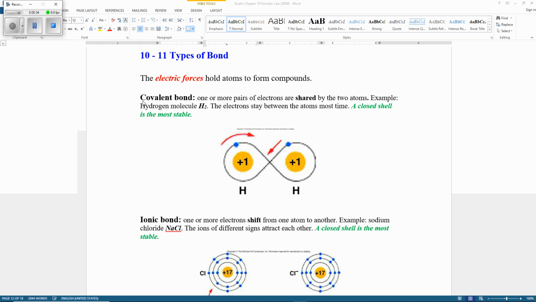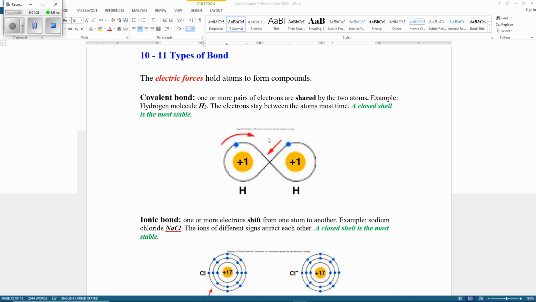One we call covalent bond. Another one we call ionic bond. We need to know the differences between the covalent and ionic bonds. So a covalent bond is one or more electron pairs, the pairs of electrons shared by two atoms.